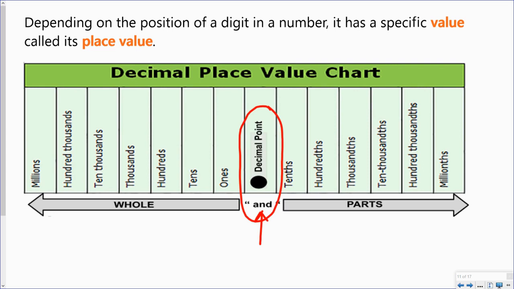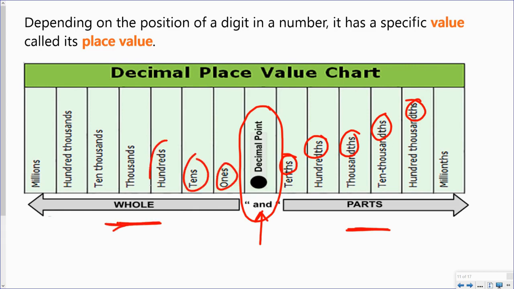And then on the right side, we have parts. These parts are values that are less than one whole amount. And so you notice that we have tenths, which ends in THS, hundredths that ends in THS, and it continues, and all of these end in THS. On the left side, we have the whole amount, which are our ones, tens, hundreds, and so on.